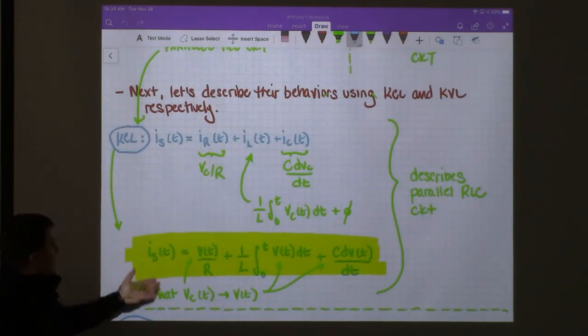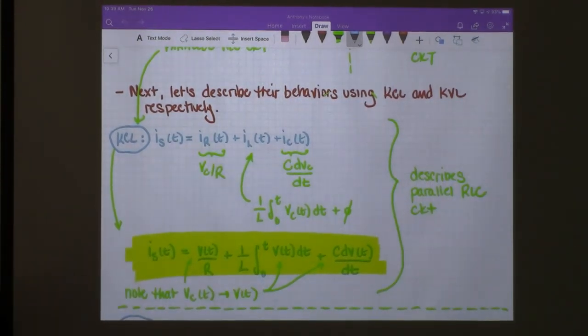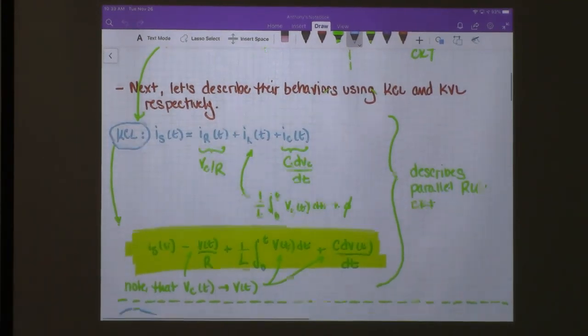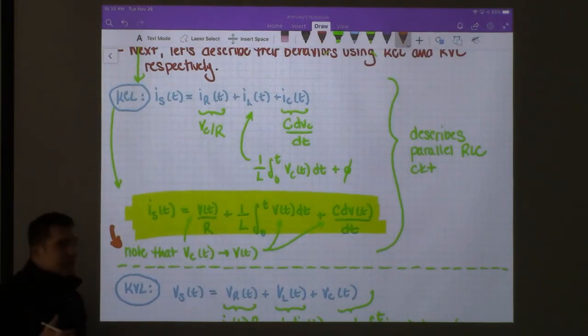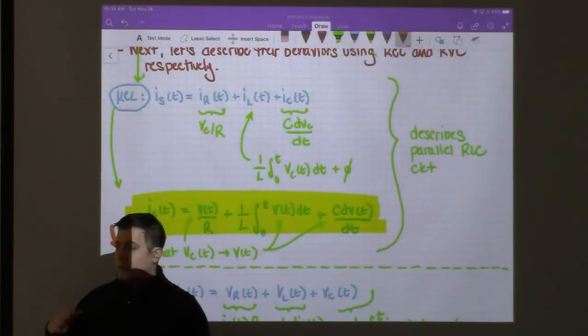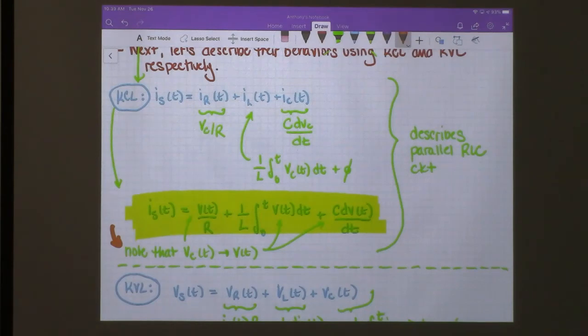And then if we combine them all together, we end up with this form here. And one thing that I did do, like the last example we did, since VC is the same voltage we're going to use over and over again, we'll just call it V. We don't have to call it VC every time. Okay, so that's how we would represent the parallel circuit.